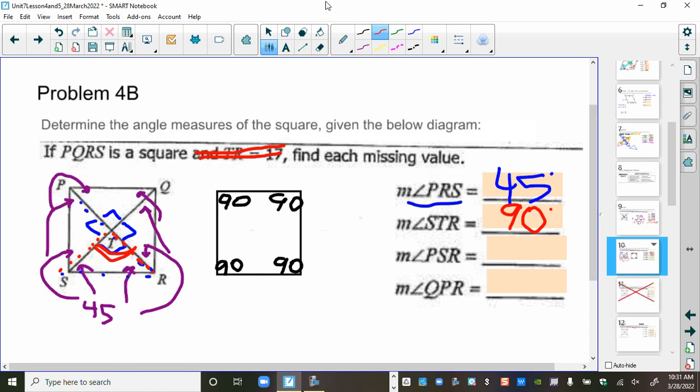Now, PSR, you got to be careful. P is here. You go down to S. But then you make a turn from S and you go to R. How many degrees is PSR? How many degrees is that angle? That's 90.